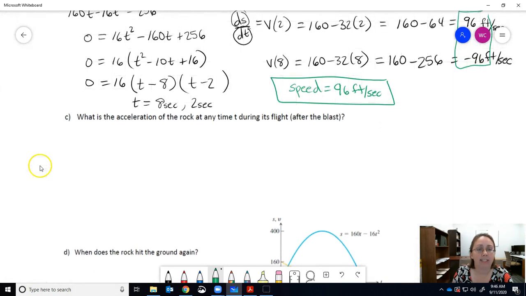Part C, what is the acceleration of the rock at any time t during its flight after the blast? So we're not worried about the blast itself. The blast accelerates it, but that's the initial acceleration. What we're worried about is after that, during its flight. So how do we find acceleration?